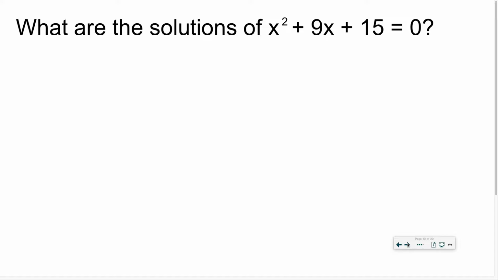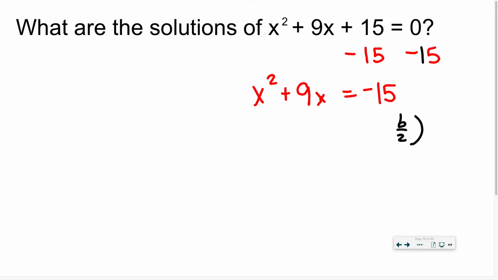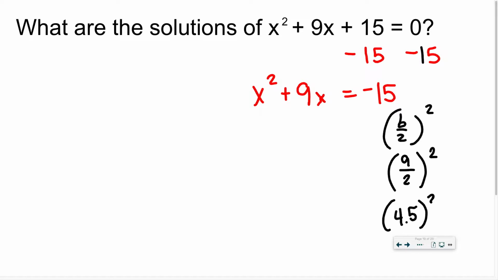So I'm going to complete the square. I'm first going to subtract 15 from both sides, which makes my equation x squared plus 9x equals negative 15. Now I can use my formula, b divided by 2 squared, to complete the square. B is 9. 9 divided by 2 is 4.5. 4.5 squared is 20.25. You don't have to worry about that.